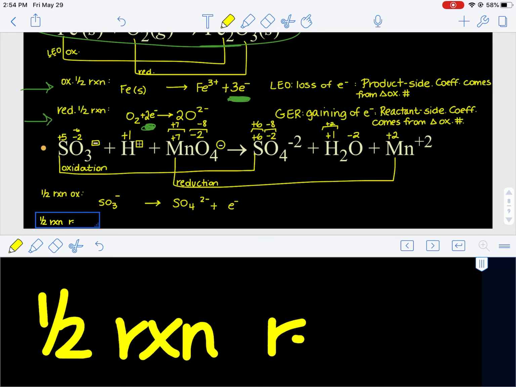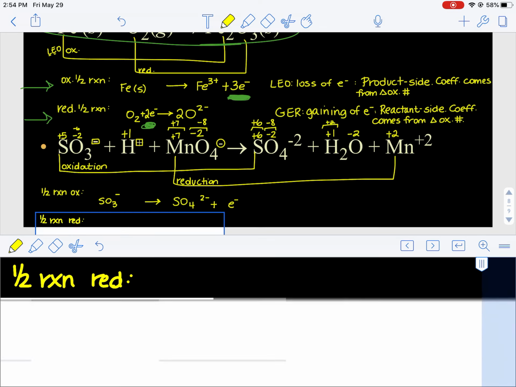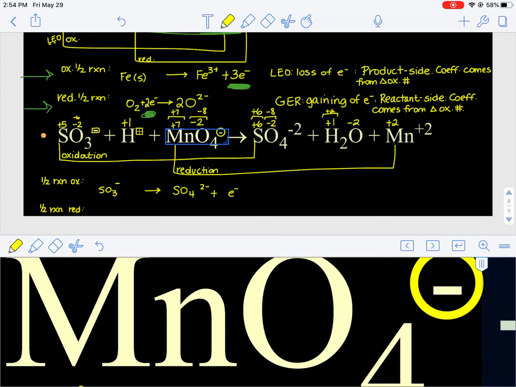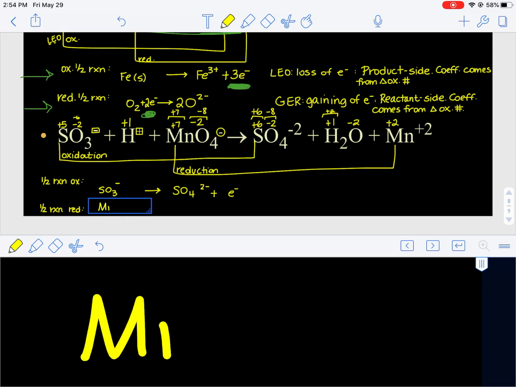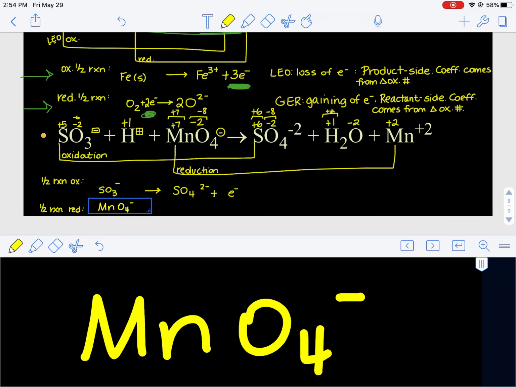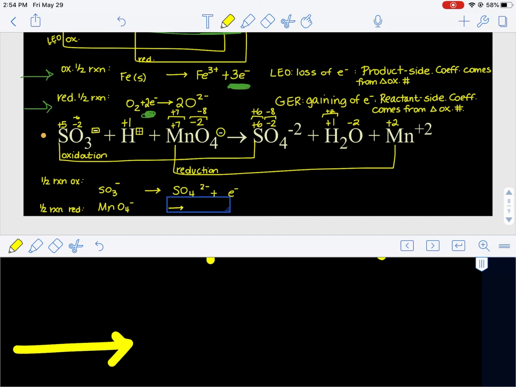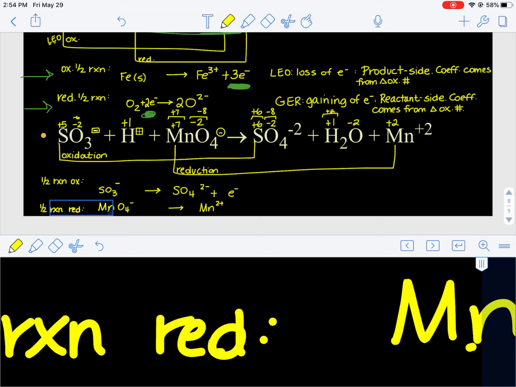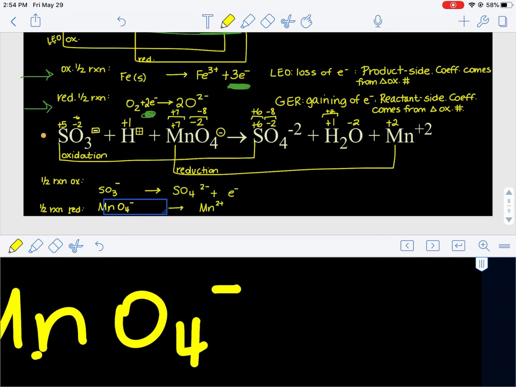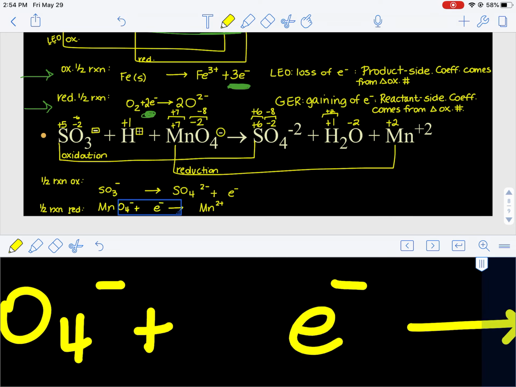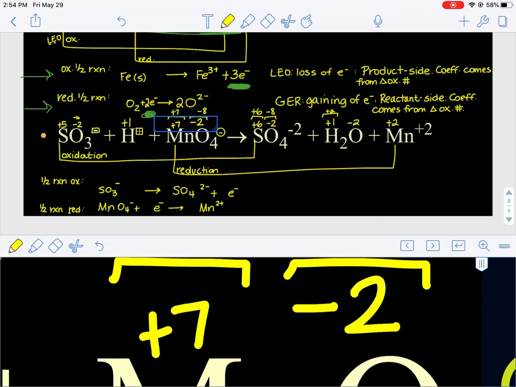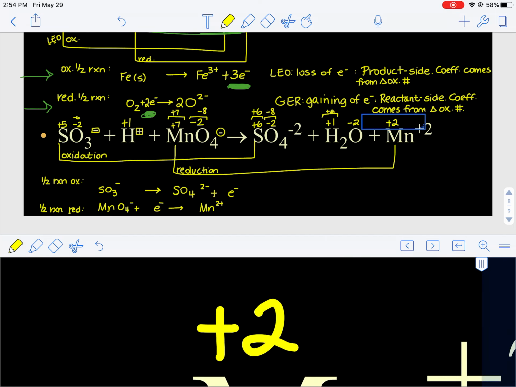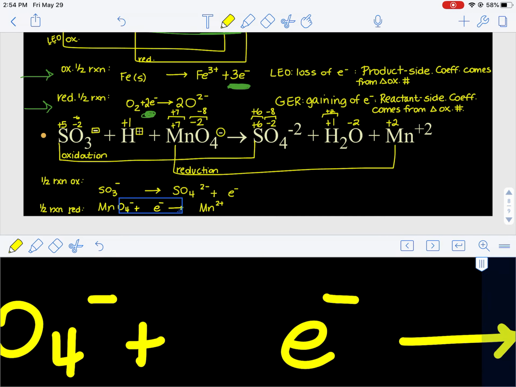The half reaction that is reduction. Here's my reduction. First thing I've linked up is this ion MnO4 minus. That is going to what I've linked up at the other end, Mn2 plus. Reduction is gaining electrons. I show the gaining of electrons on the reactant side. How many were gained comes from the change in oxidation number. Plus 7, changing to plus 2, that's a difference of 5. So 5 electrons needed to be gained.